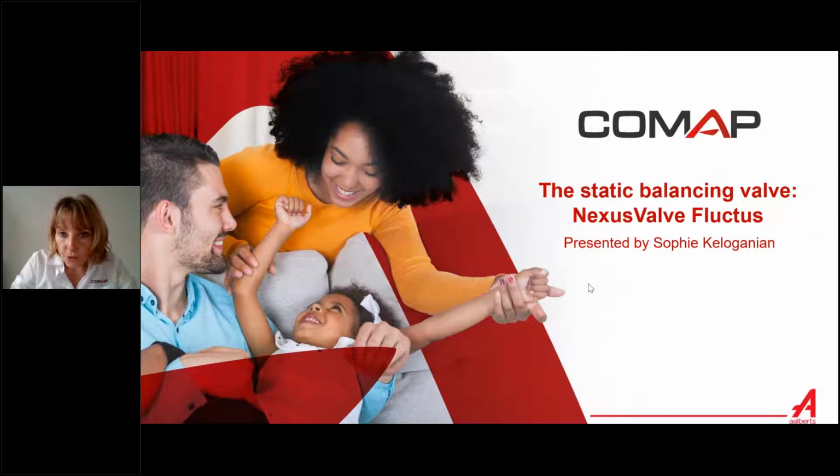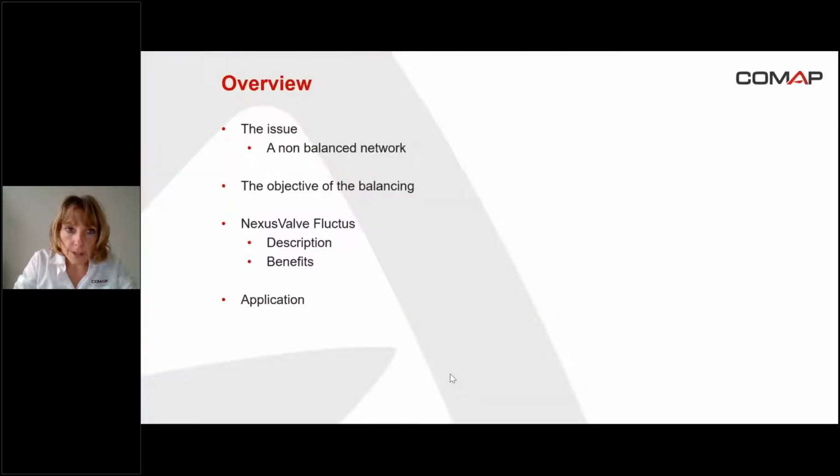Today I suggest to talk about balancing and about the static balancing valve, the NexusValve Fluctus. For the overview of this presentation, first I'm going back to the issue, so I'm going to present a non-balanced network and the result regarding the flow and the temperature.